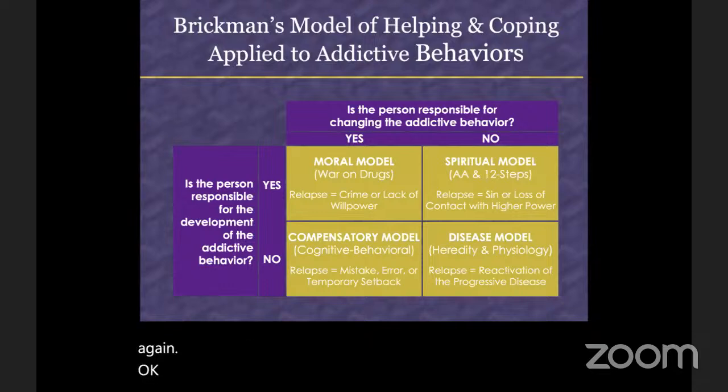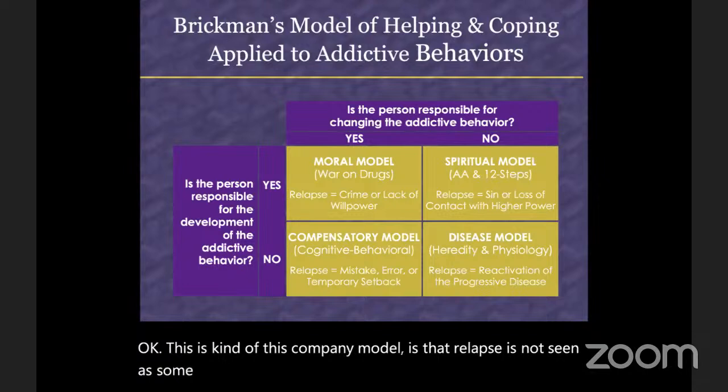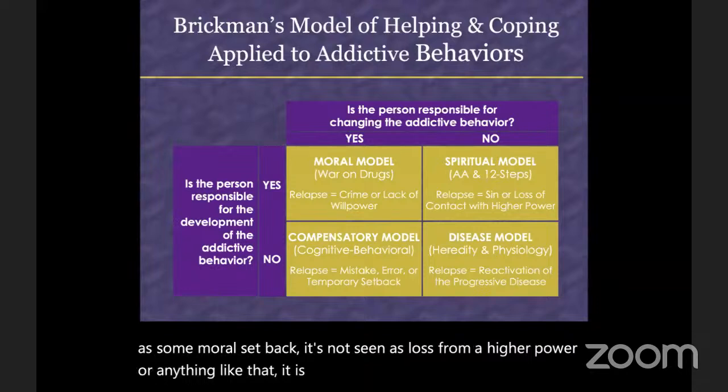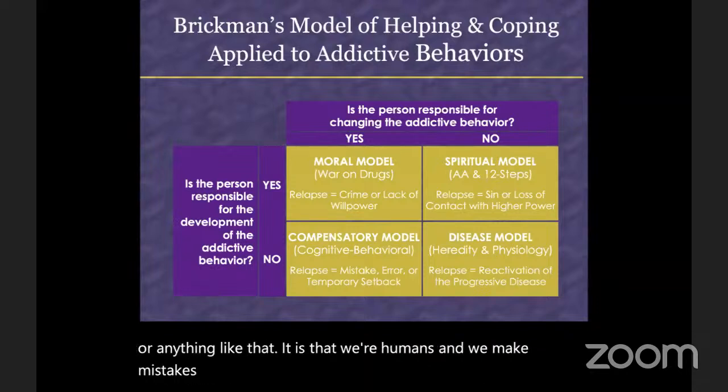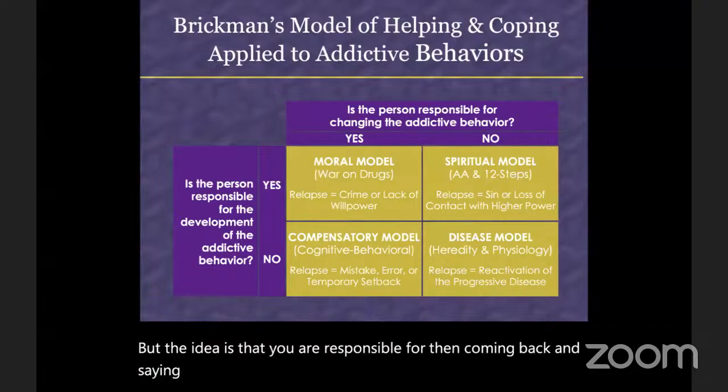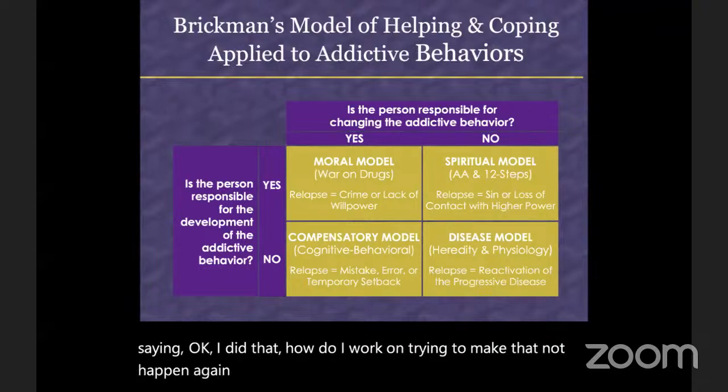This is kind of this compensatory model, in that relapse is not seen as some moral setback. It's not seen as lost from a higher power or anything like that. It is that we're humans and we make mistakes. But the idea is that you are responsible for then coming back and saying, okay, I did that. How do I work on trying to make that not happen again in the future?